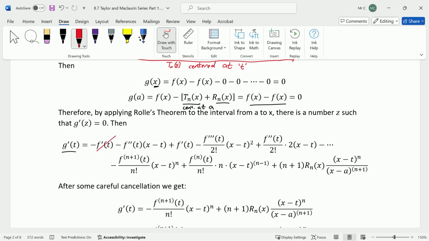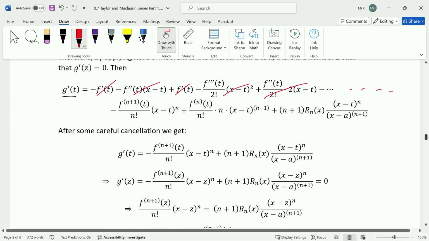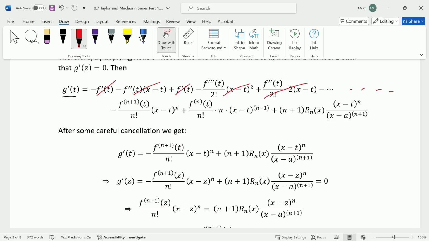You get like the negative f prime of t cancels this, and then the second derivative here, it gets canceled with this, and so forth and so on. And a bunch of stuff cancels. And in the end, what actually gets left in your expression is negative the n plus 1th derivative of f at t divided by n factorial times x minus t to the nth plus n plus 1 times r sub n of x times x minus t to the nth over x minus a to the n plus 1th power. Of course, we plug in z because this thing at z is going to be equal to 0.